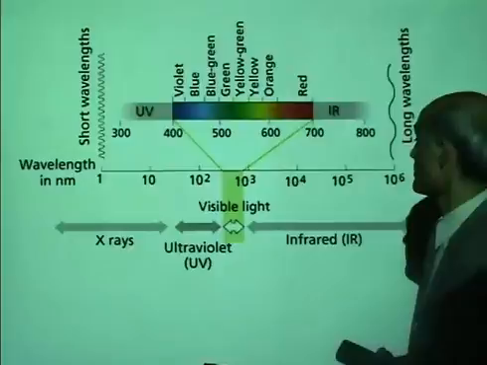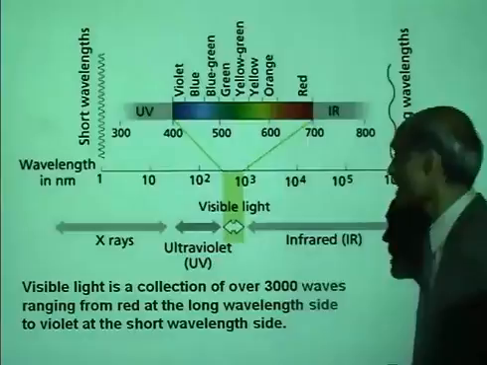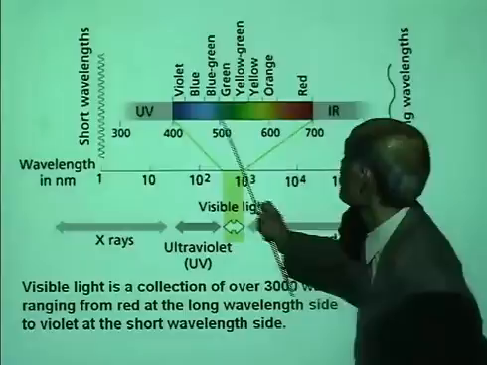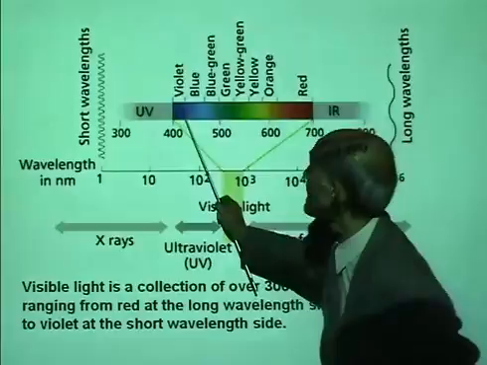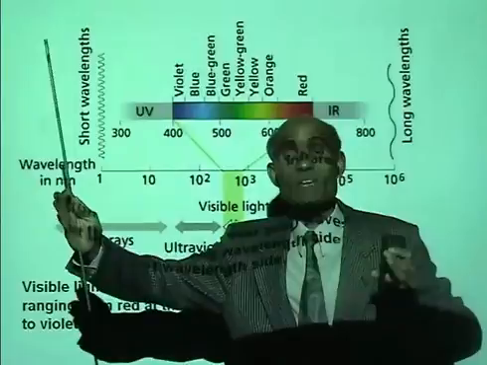Alright? Now, visible light is a collection of over 3,000 waves, ranging from red at the long wavelength end to violet at the short wavelength end. So red is very long waves in the visible light, and violet are short waves in the visible.